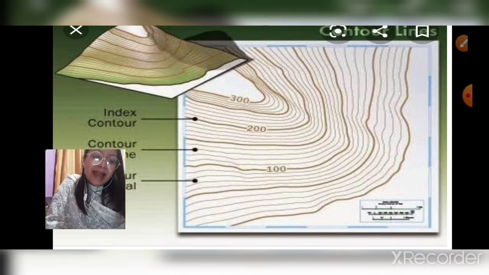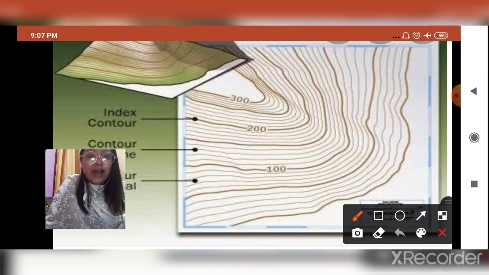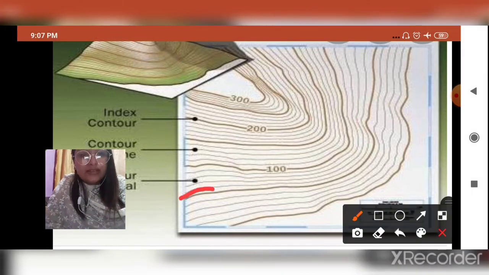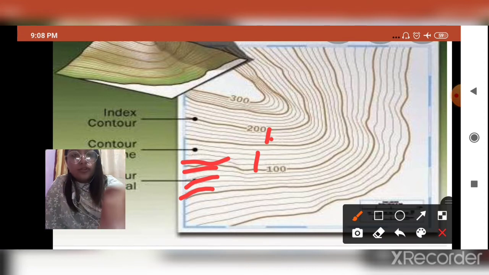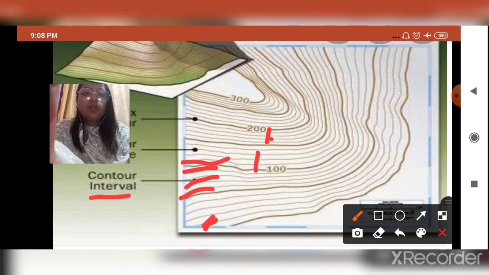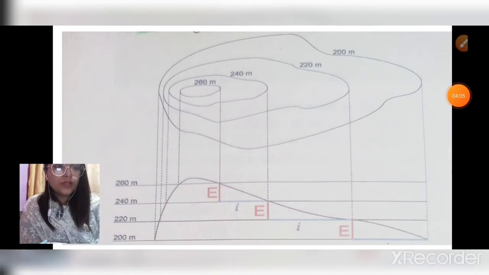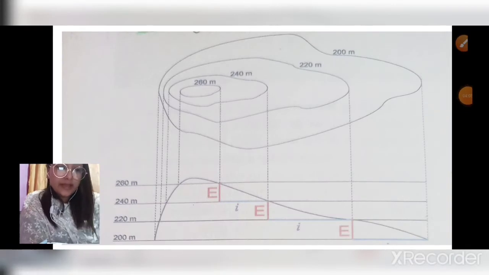Before that, we need to understand some very important characteristics of the contour line. Okay, all contour lines are numbered and drawn at regular intervals. The number of the contour line indicates the height in meters of that area above sea level. Now the vertical distance, or the difference in the elevation between two successive contour lines, is known as the contour interval. Kindly see contour interval.